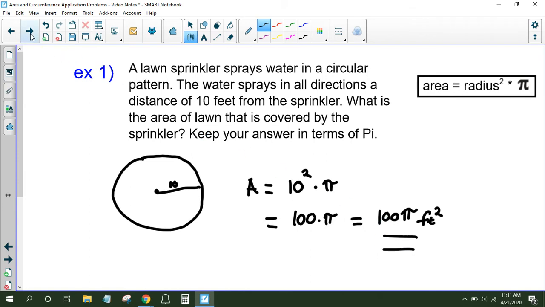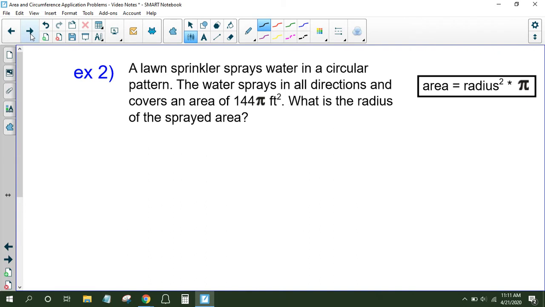Let's look at example number two. Again, we have a lawn sprinkler, and it sprays water in a circular pattern. The water sprays in all directions and covers an area of 144 pi square feet. What is the radius of the sprayed area? In this case, we're given the area, but what we have to calculate is the radius. So we're kind of working backwards.